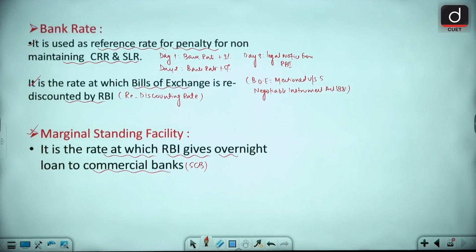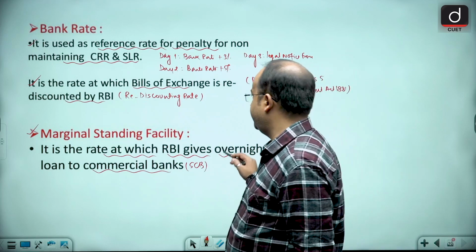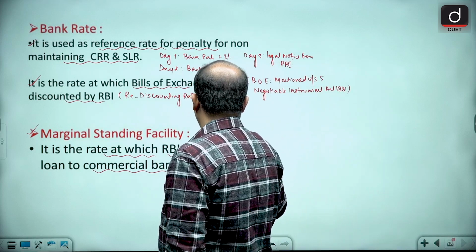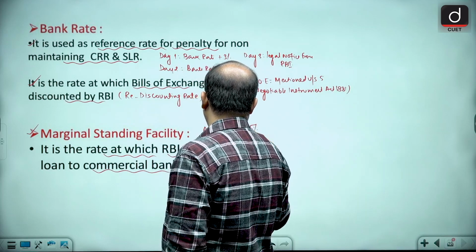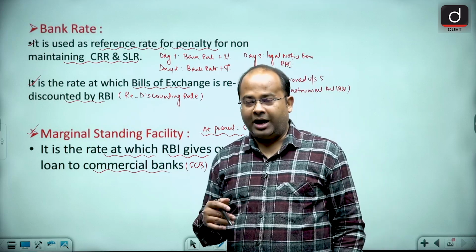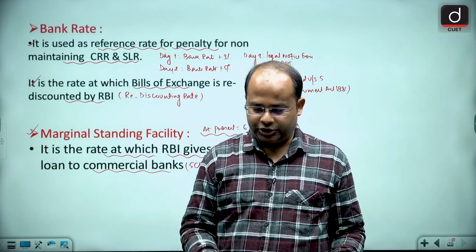And if I talk about this marginal standing facility, the rate of interest is pretty high, around 6.5%. So at present, guys, the bank rate and marginal standing facility both are the same, 6.5%. So it is the rate at which RBI gives a loan for the overnight period to the scheduled commercial bank.